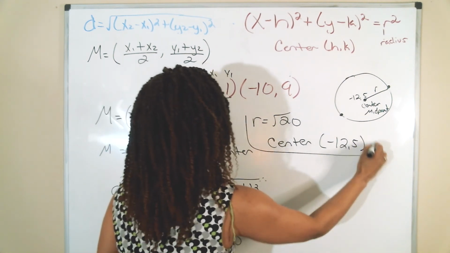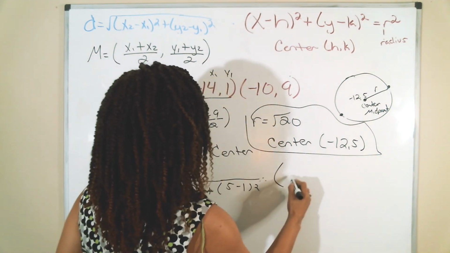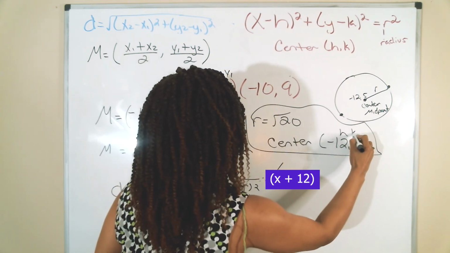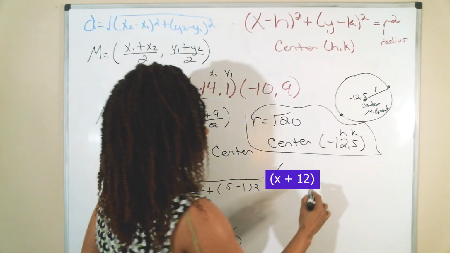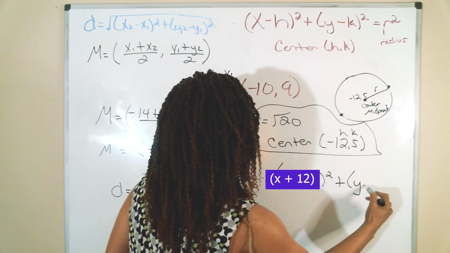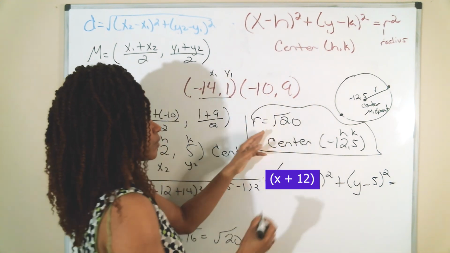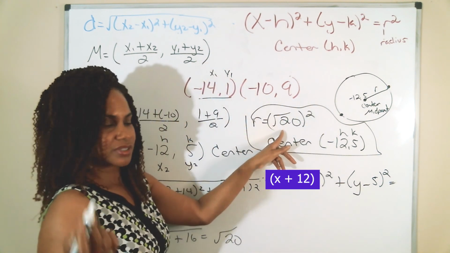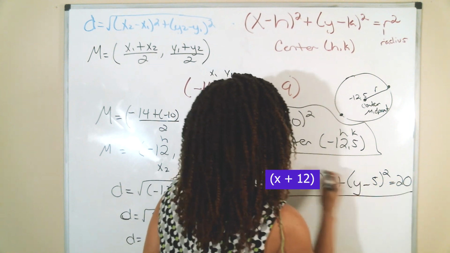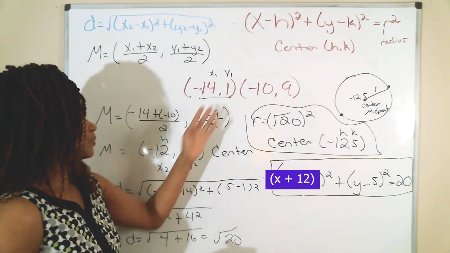Now I have the information I need to write my equation. All right, so x minus h, so h and k, so minus that double negative, that's going to be plus 12 squared plus y minus 5 squared equals my radius squared. So if I were to raise this to the second power, again, it would just eliminate that square root sign. So that would just be 20. So I have written this equation, standard form, given just two endpoints of this circle.